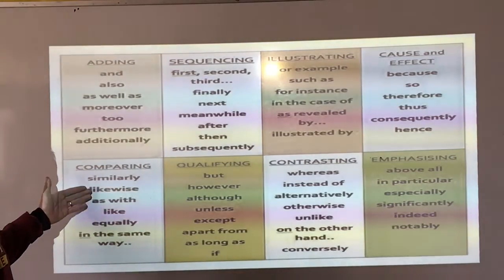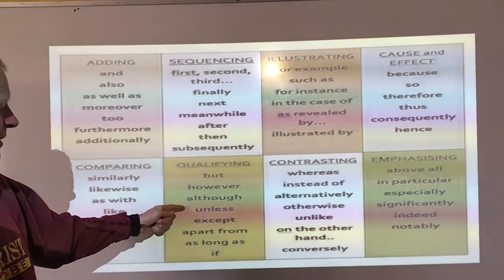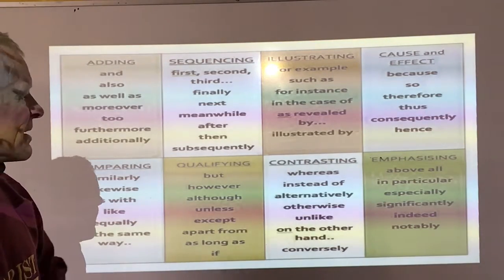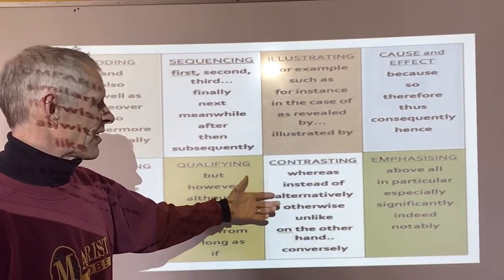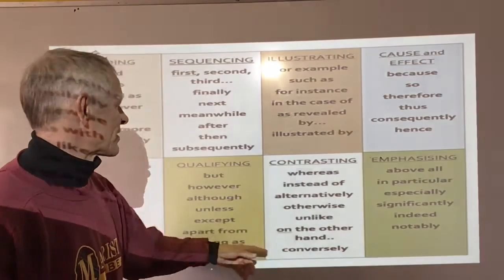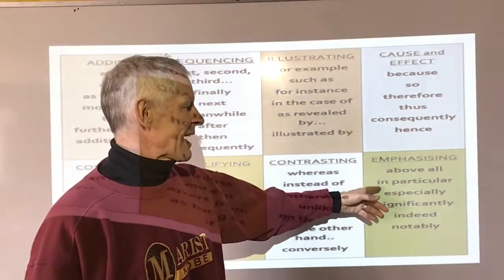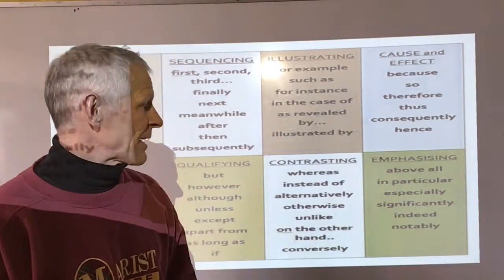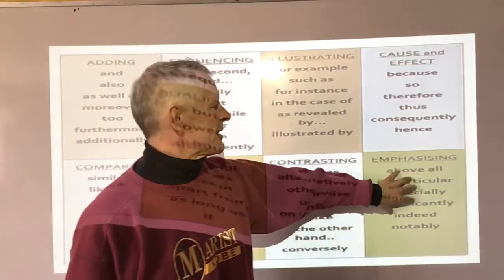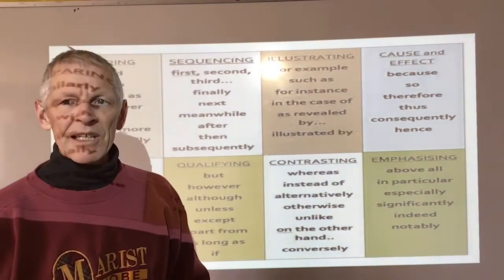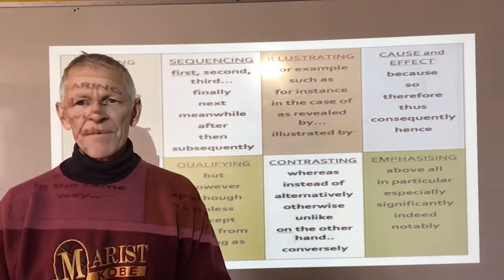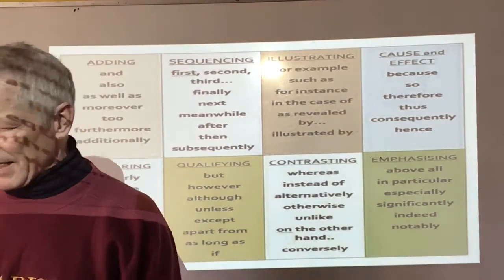Comparing similarities, qualifying: however, although, unless, except. That might come in when you're doing your counter arguments. Contrasting: whereas, instead of, alternatively. If we are comparing baseball and soccer, we're going to be contrasting and qualifying. Emphasizing: above all, in particular, especially, significantly, indeed, notably. You're going to have to use some of these because arguments are supposed to be strong, and in arguments, you emphasize stuff. So, shall we get started putting some into our writing? Let's give it a try.